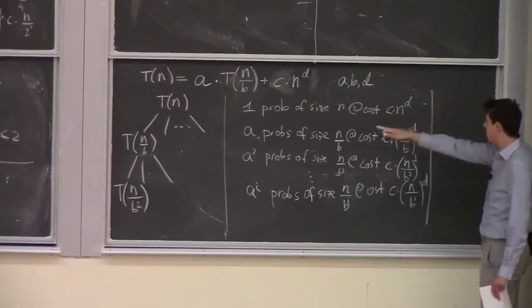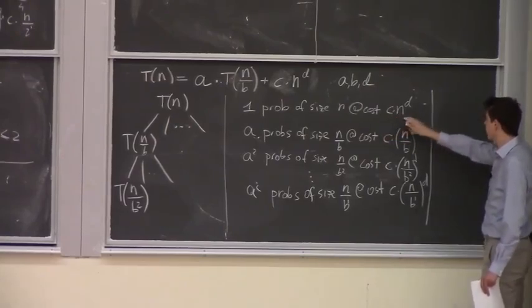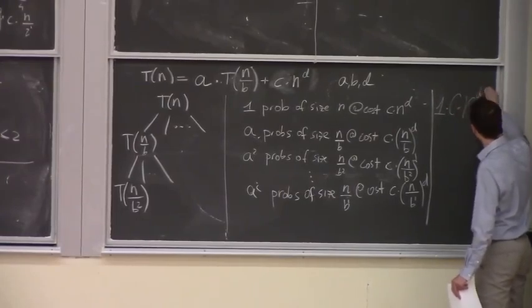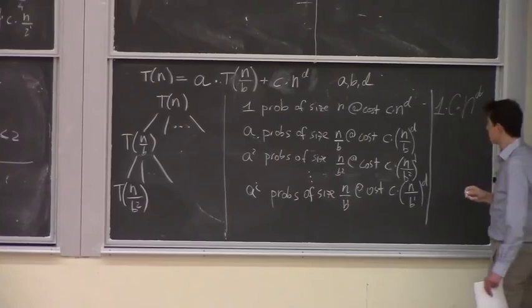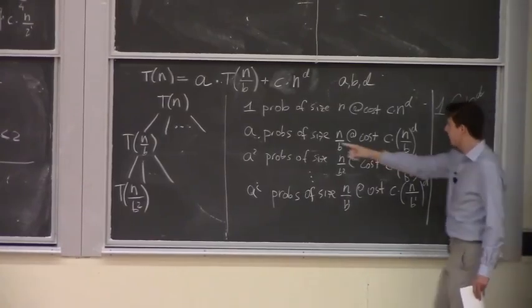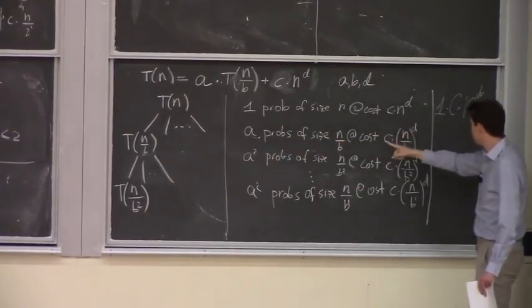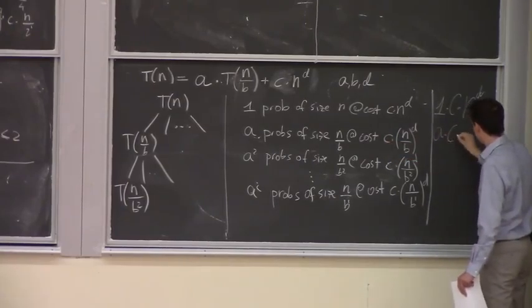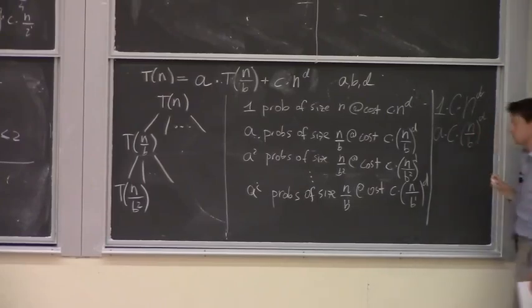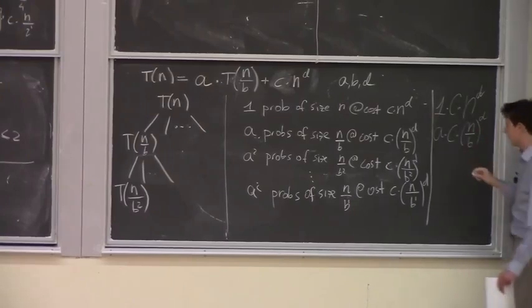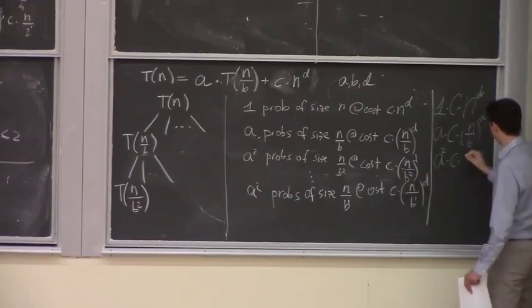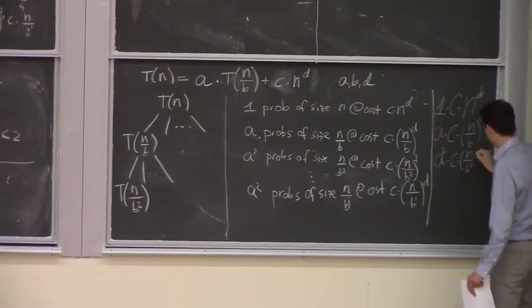So at the very top, we have one problem at cost c times n to the d. So we just say 1 times c times n to the d. Okay, fine. Next, we have a problems at the cost of c times n over b to the d. So a times c times n divided by b to the d. Agree? Then we have a squared times c times this expression right here, n divided by b squared to the d.